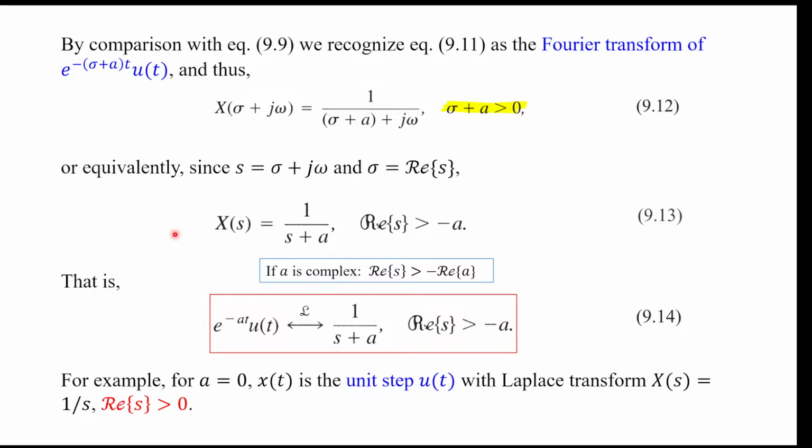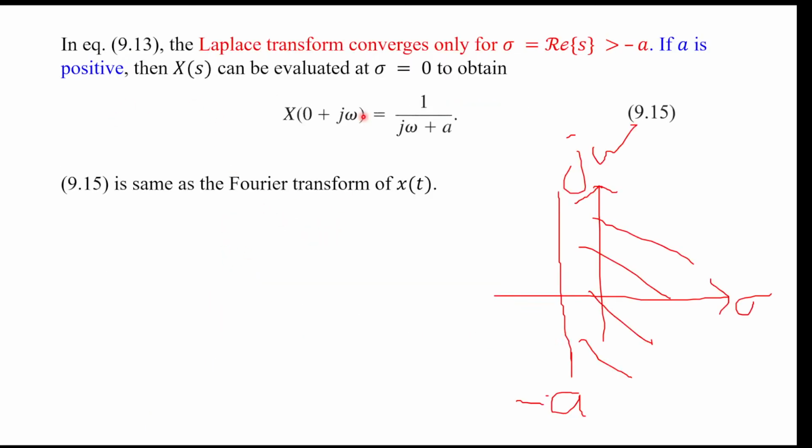Any questions so far? Big X of s is 1 over s plus a, and if you pick s equal to j omega, then you have 1 over j omega plus a.